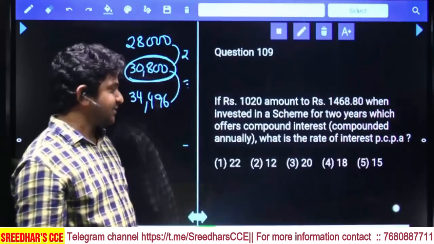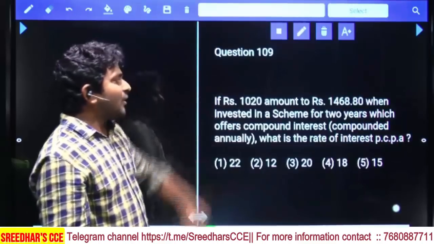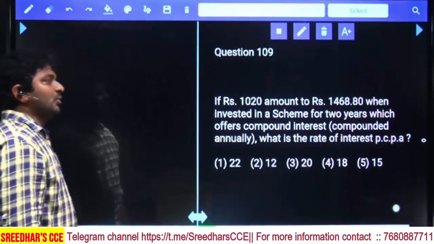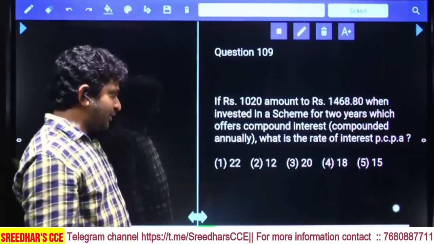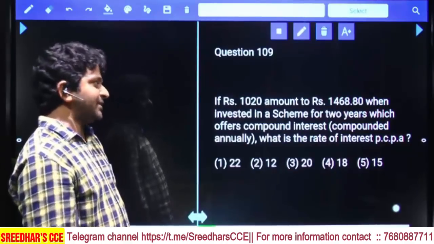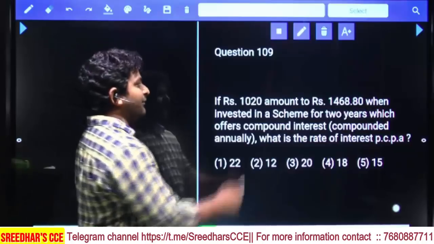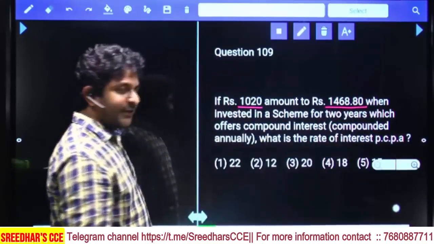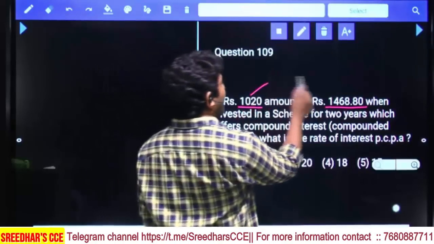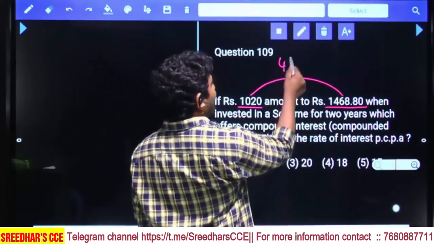Last digit verification. 1020 amounted to 1468.8 when invested in a scheme for 2 years which offers compound interest. What is the rate of interest? Right. Now, if 1020 becomes 1468.8, increased by how much?